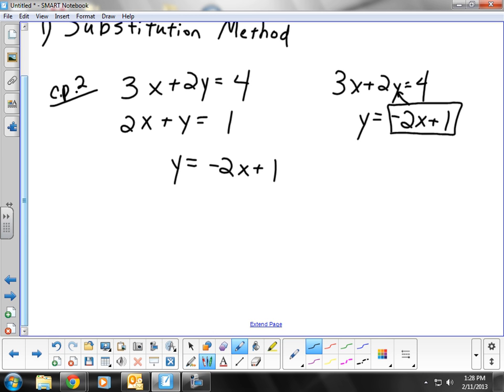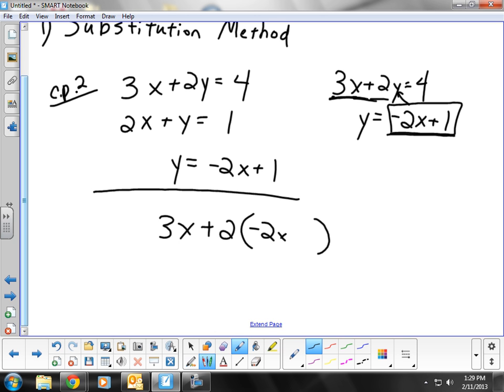Okay? So this is going to become 3x, right? I didn't do anything with it. Plus, and there's my 2. And behind 2, instead of writing y, I'm going to replace y with the negative 2x plus 1 from the other equation. Kind of exactly like that. It's a composition of functions is what we do here. It's exactly right. Okay? Same idea. Now, see, I've got this one equation that's made up from the 2 that I had before, but it's just got one variable in it.